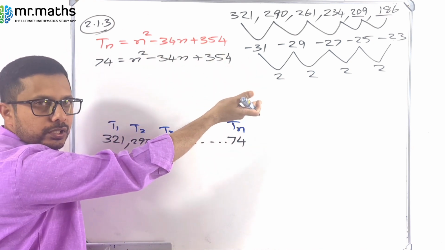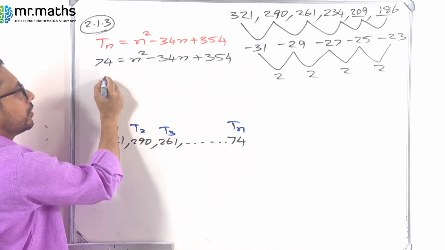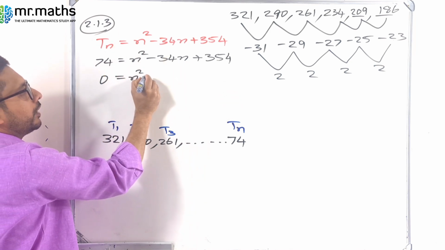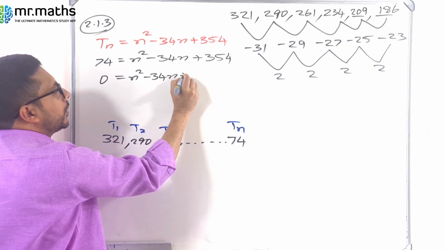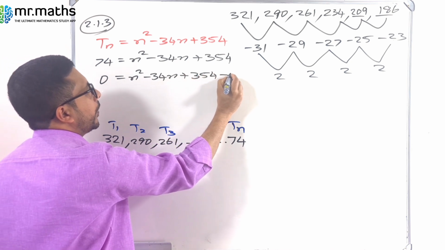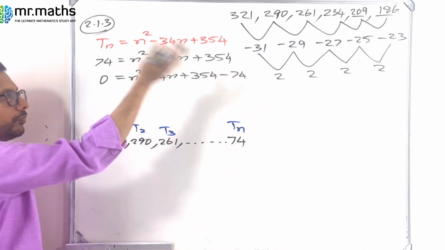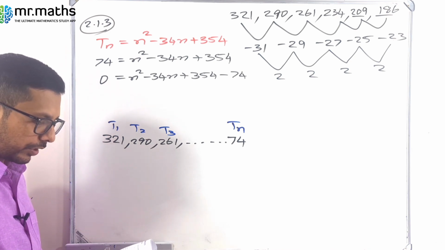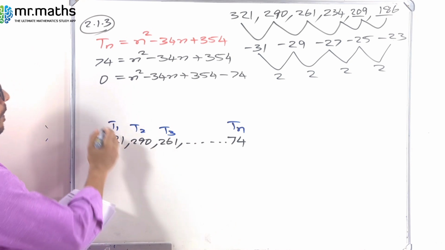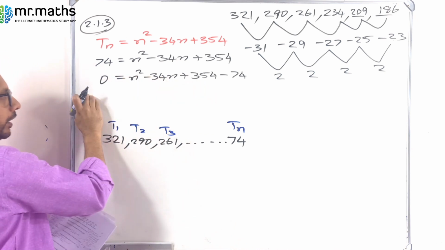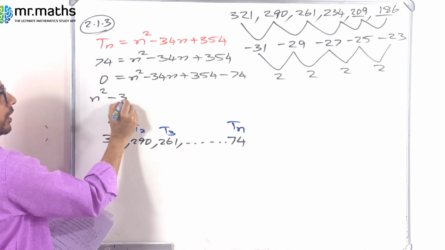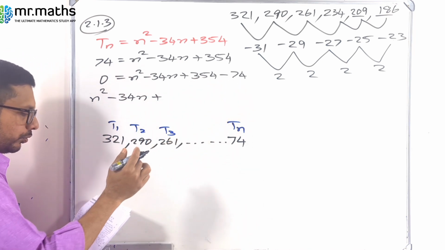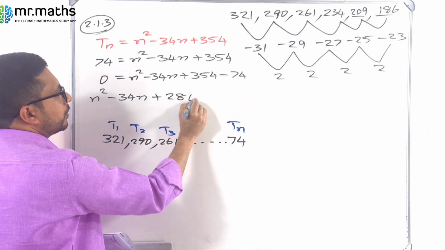Take this one to the other side, minus 74. So if I take this to the other side, there is nothing here. 0 is equal to n squared minus 34n plus 354 minus 74. This plus 74, on the other side it is minus 74. So check in your calculator, what is the answer for that one? Let me write this here. So n squared minus 34n, and in your calculator you will get 280 for this one.